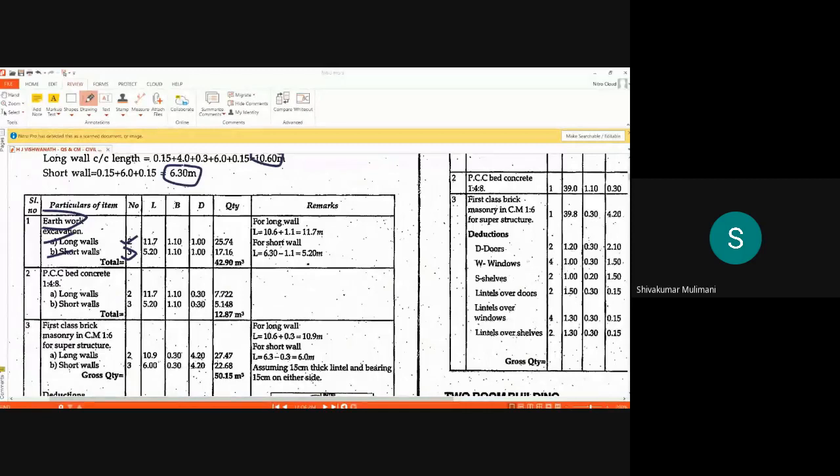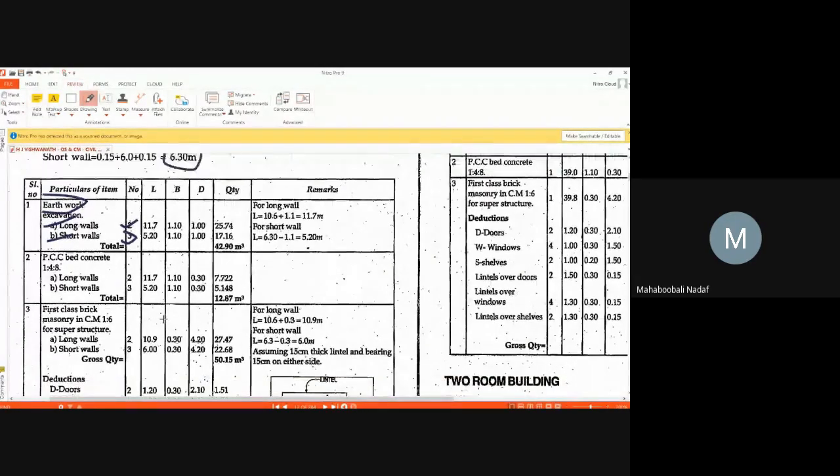Yes. Okay. See here. As it is, 2 long walls, 3 short walls from the diagram. Do not write any length. Write the width, write the depth. What is the width? From the diagram, cross section: 1.1. 1.1 for excavation for long wall. What is the depth of excavation from the ground level? 1 meter, sir.